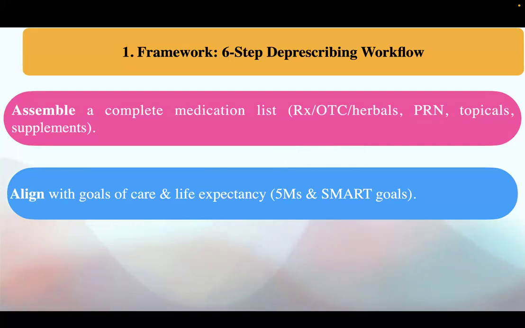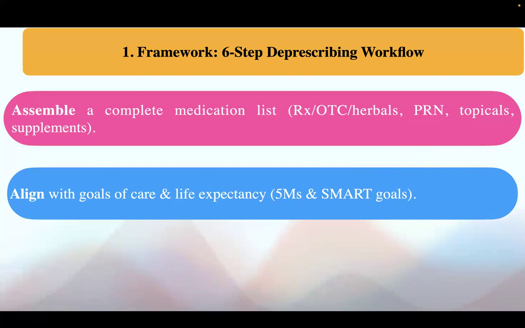So your first step is to assemble the complete medication list, and whatever you have, you need to align that with the goal of care. What is my goal of care? Reducing symptoms, improving quality of life. Is this medicine aligning with my goal of care, or life expectancy, whether it is aligning with the 5Ms concept or SMART goals? SMART goals are another tool, guys.